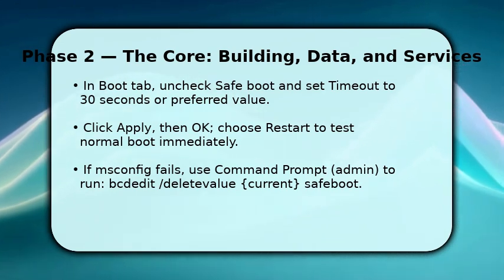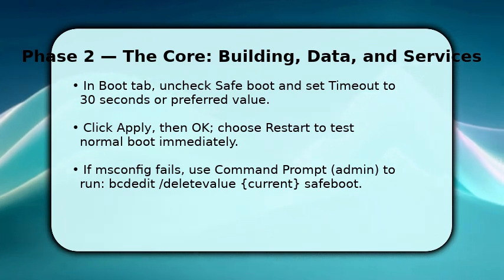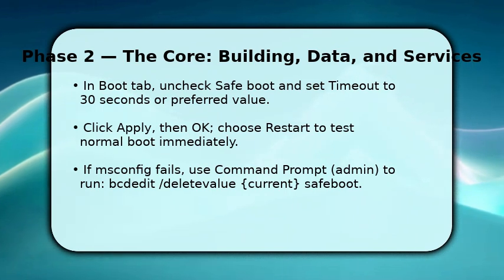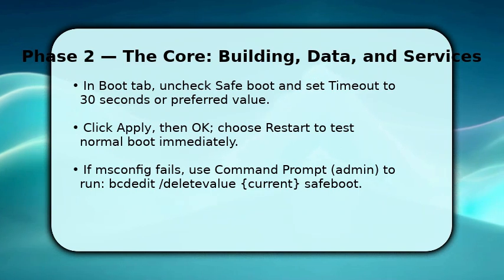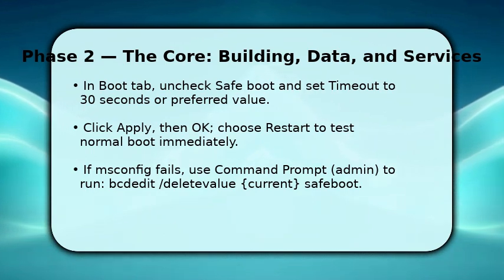If the GUI route fails, open an elevated command prompt and run bcdedit /deletevalue {current} safeboot to remove the setting from the boot configuration data. Once done, restart again. This removes the enforced safe mode option at a lower level, which is why the command line is effective when msconfig won't stick.